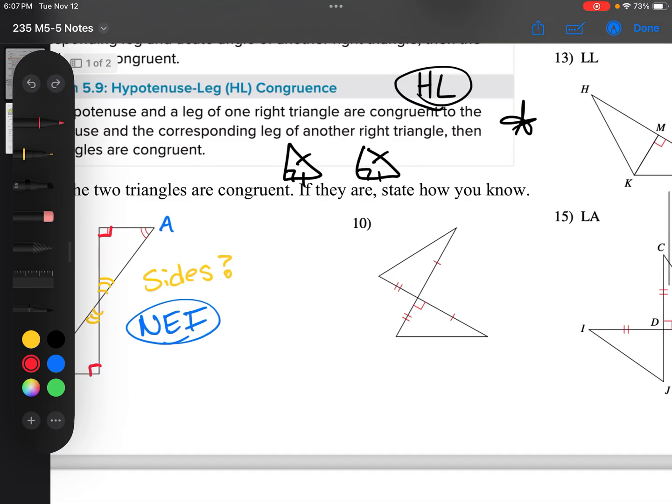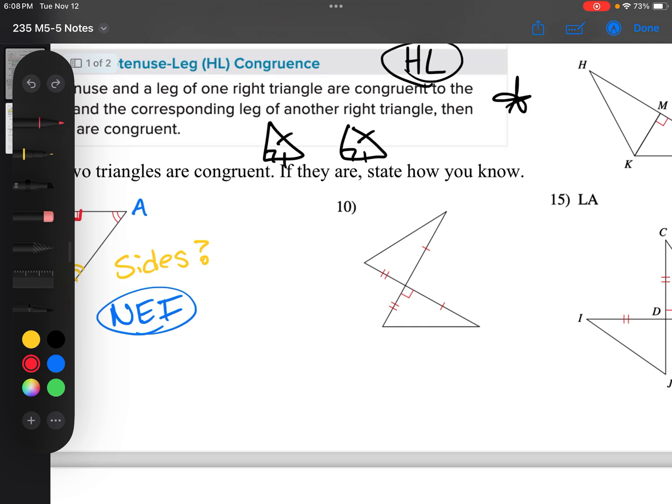Okay, number 10, we're going to look and see what we have. I have a right triangle here. I know it is a vertical angle with this one. Remember, opposite angles are equal. So that means they're both right angles, both triangles. So if I look here, I have a leg, I have another leg, and that's enough. I just have hypotenuse leg. HL, hypotenuse leg.